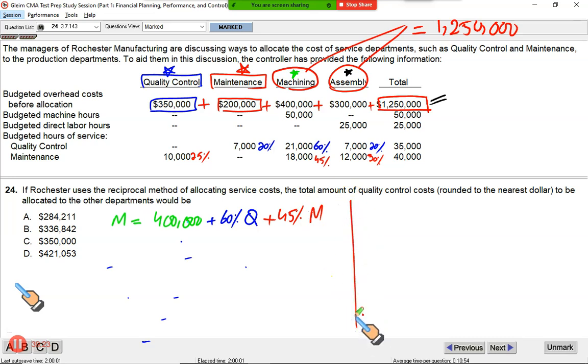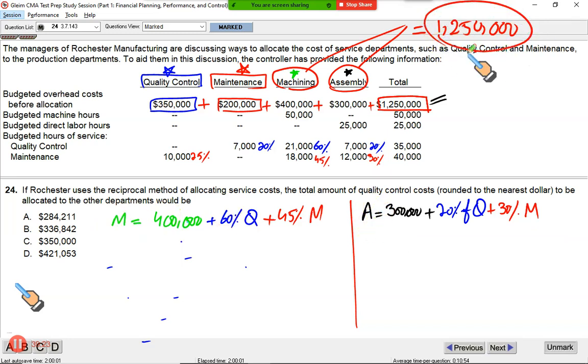Okay, black. My assembly department cost, given in black, has a cost of $300,000 of its own, plus it contains 20% blue cost of quality, that is 20% of Q, plus it contains 30% cost of red, which is maintenance. If everything is fine, the final answer of M and A must be 1.25 million. If it is, then our day is done.